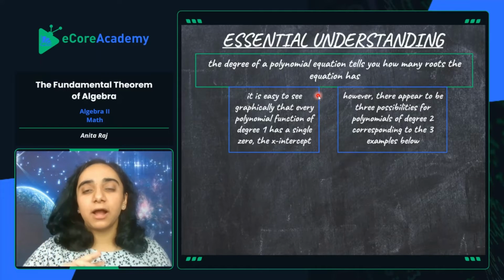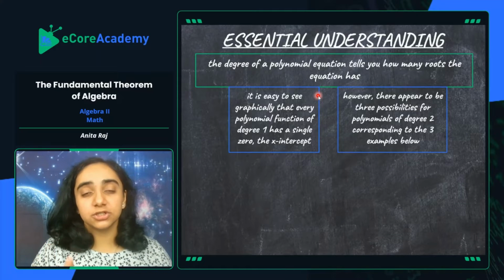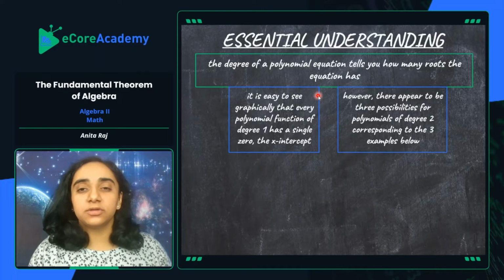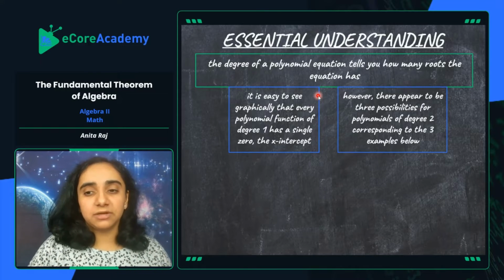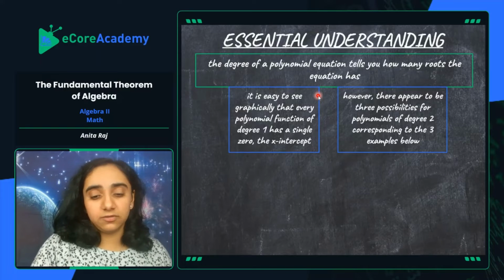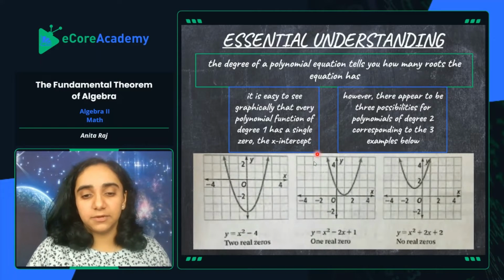And when you have a parabola, there are 3 possibilities for solutions. You're not just going to automatically say, oh, this has 2 solutions. This has 1 solution because it's a quadratic. Well, depending on the properties of the graph, you can have 3 different scenarios, which you're going to see here in the image.